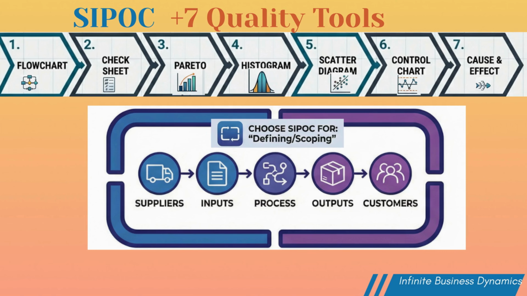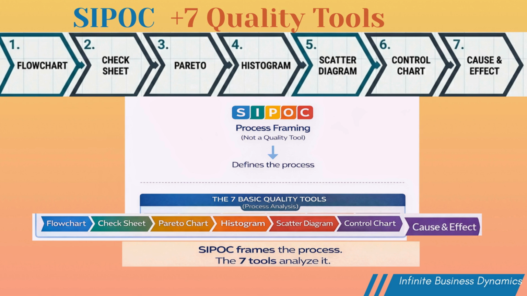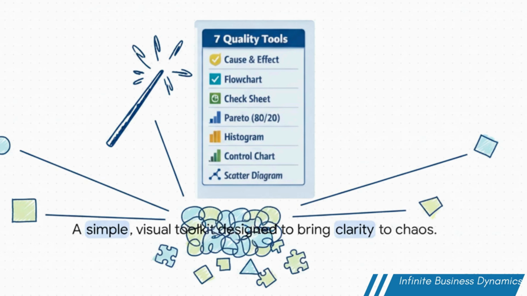For PMP aspirants, understanding the relationship between SIPOC and the 7 basic quality tools is critical. These are not isolated techniques, they follow a logical sequence. SIPOC defines the boundaries, while the 7 tools drive analytical behavior. Frame first, analyze second. The 7 quality tools.